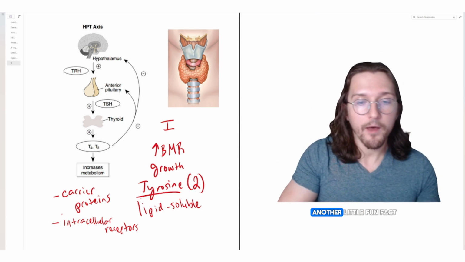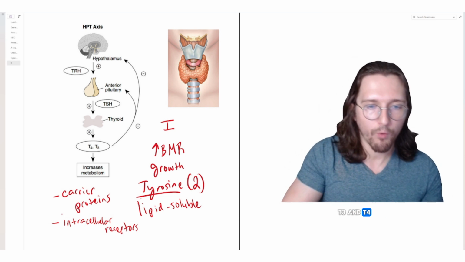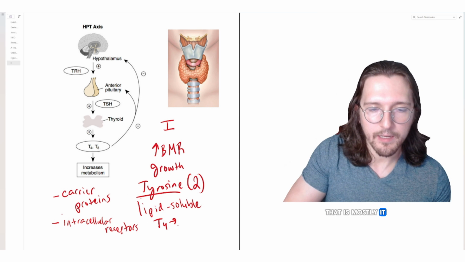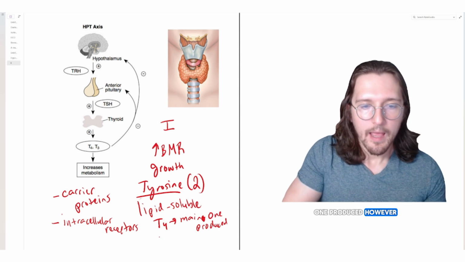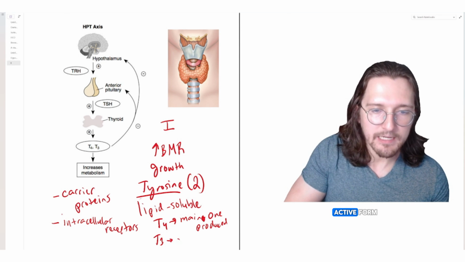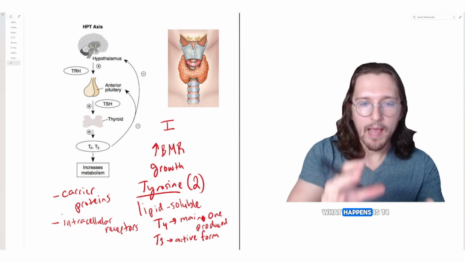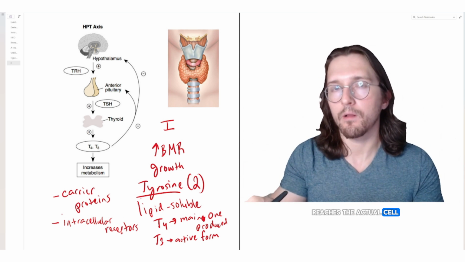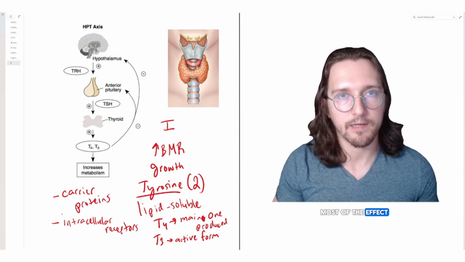All right. Now, another little fun fact for you to remember is that while there are two forms of thyroid hormone, T3 and T4, T4 is the main one produced. However, T3 is actually the active form. So this is the active form of this hormone. And that's important because T4 is produced in abundance in the thyroid gland, and then when it reaches the actual cell, it will be converted into T3, and T3 is going to be the one that really exerts most of the effect on cells. So just keep that in mind.